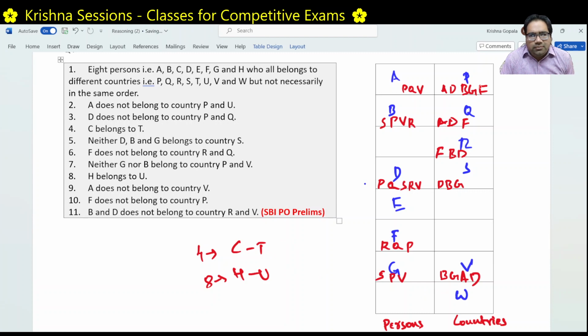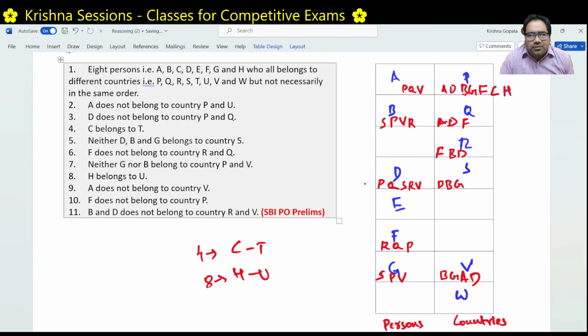Now let's look at P. Anyway, A, D, B, G, F we cannot do. There are already 5 persons who cannot fit in P. Now 2 persons have already gone out, C and H. C and H also cannot sit here.